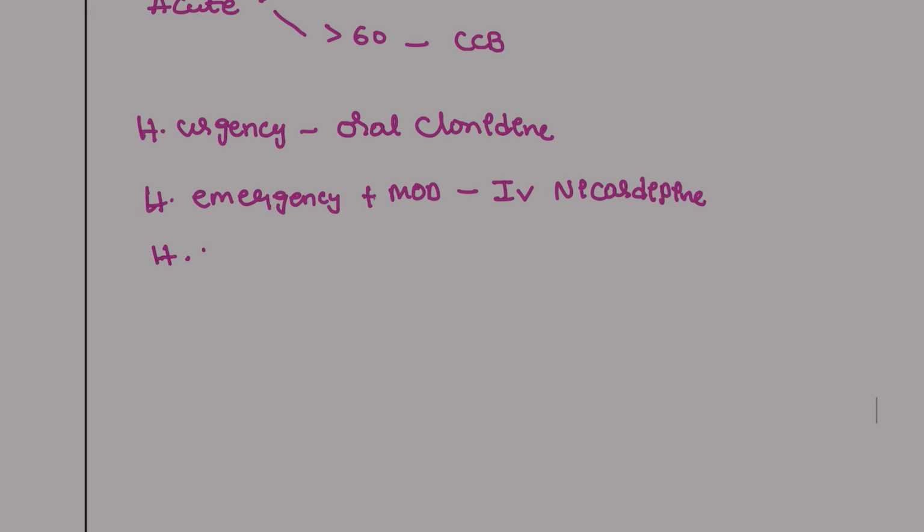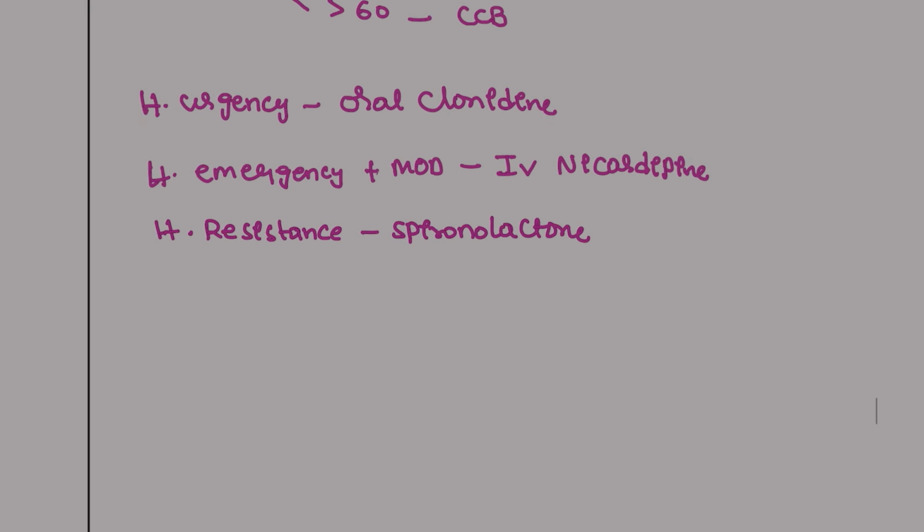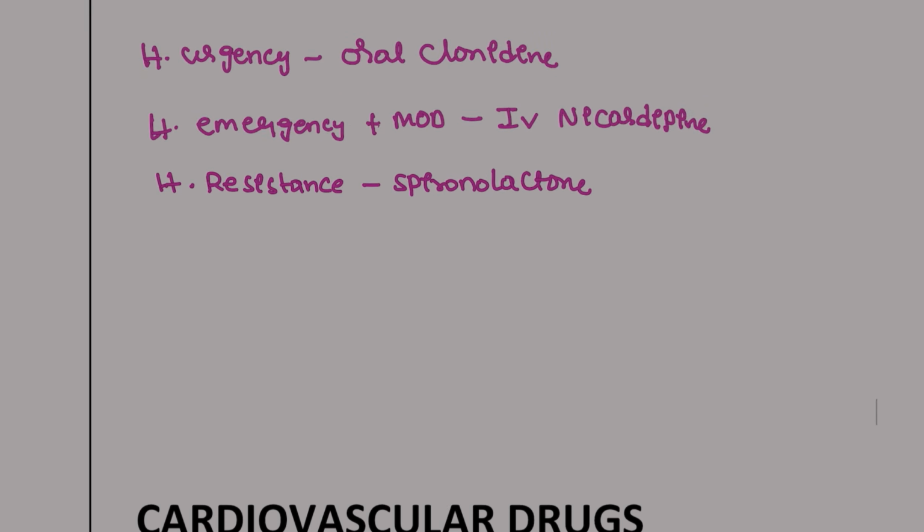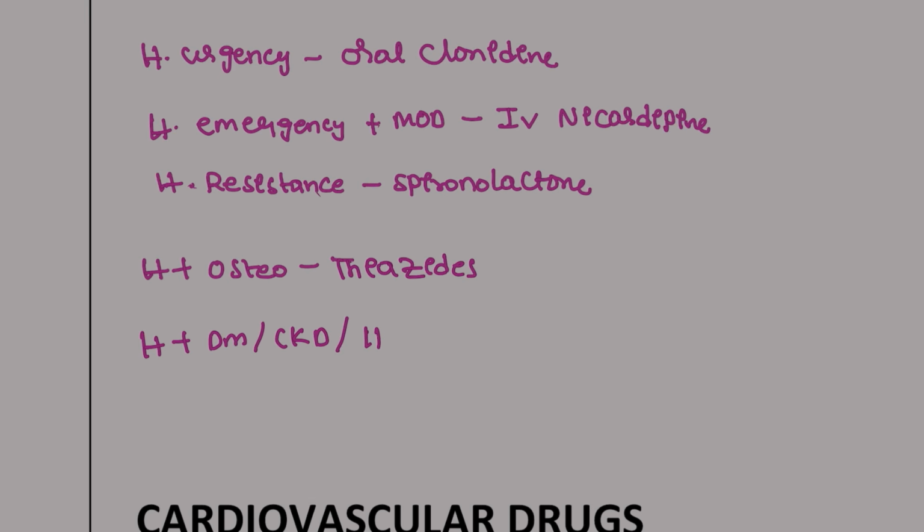Next, hypertension with resistance. In hypertension with resistance, the drug of choice is spironolactone. Next, another phenomenon commonly asked is hypertension with osteoporosis. These patients I'm going to give thiazides. Okay, and hypertension with diabetes mellitus, or the patient with CKD, or the patient having heart disease, we can give ACE inhibitors.